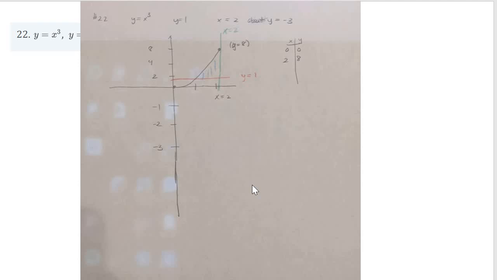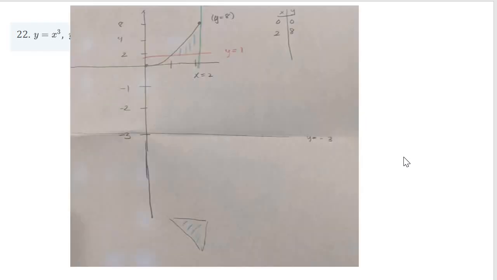Well, I guess I'm doing 22. Same kind of thing. I've got two functions. I've got y equals x cubed and y equals 1. I'm swinging this around y equals minus 3. So what's different here? In the previous problems that you just had, you're going to be swinging a shape around y equals 0. So you're going to have a hole inside it. Here, you're going to have a bigger hole. That's what's going to happen.